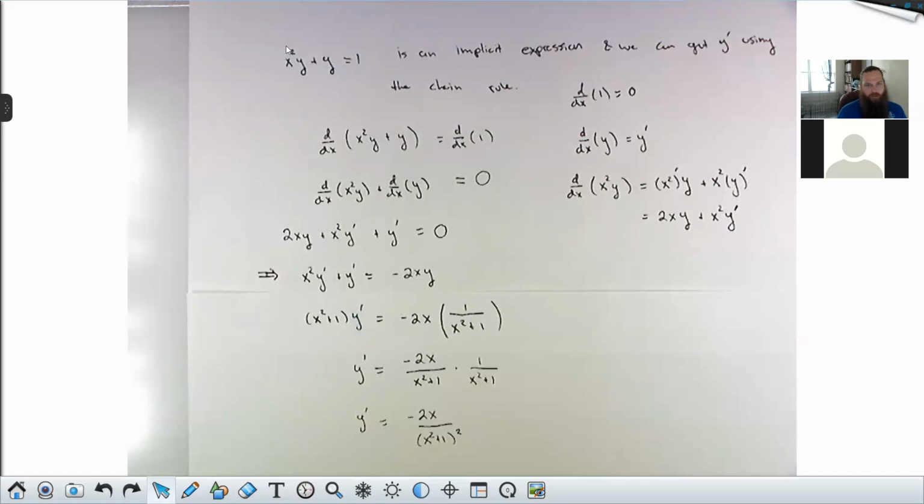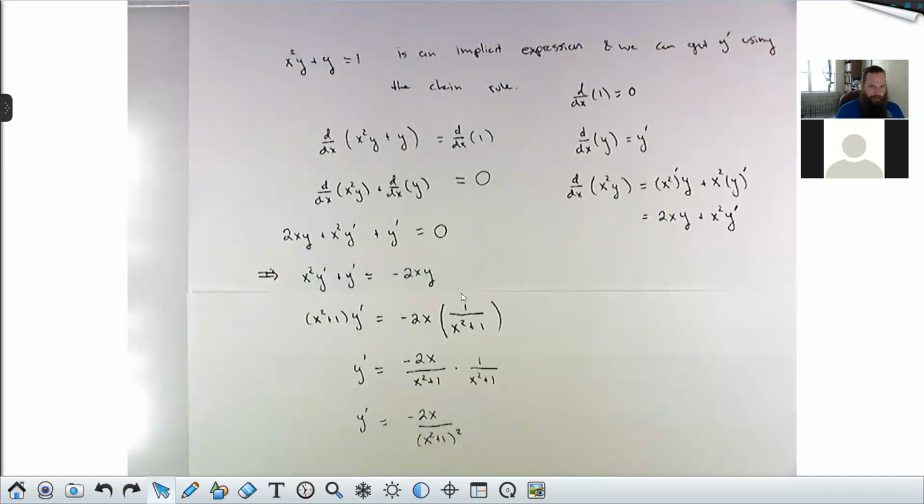So sometimes, even if you have an equation like this, but couldn't solve it for y, after taking the derivative, you can solve for y prime and get an explicit form of that derivative. Or sometimes you just have to suck it up and accept that you've got an implicit form of your derivative and deal with that instead.